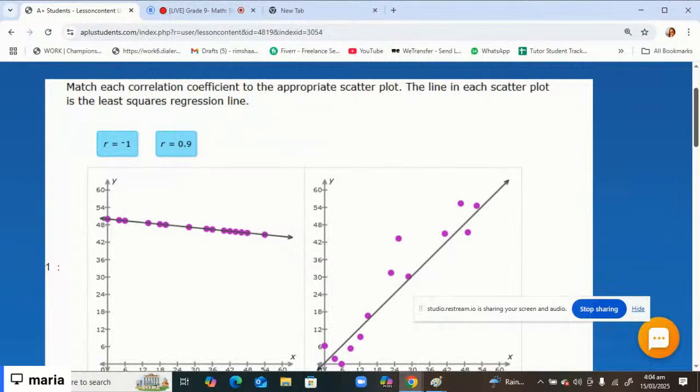So first let's discuss what basically the correlation coefficient is. Okay, so what is the meaning of correlation coefficient? The correlation coefficient is a number between -1 and 1 that indicates the strength and the direction of the linear relationship between two variables. The most common type is denoted with R.